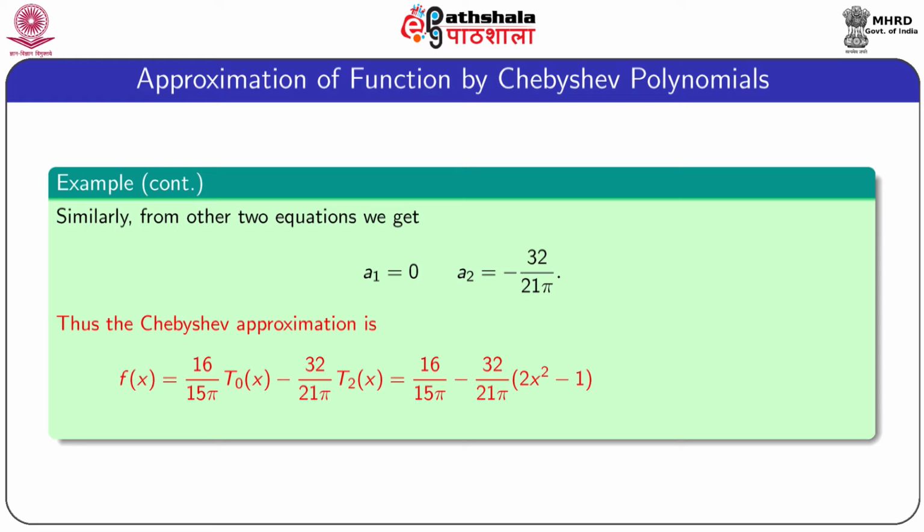So, using these values, the Chebyshev approximation of the function is f(x) = (16/(15π)) T0(x) − (32/(21π)) T2(x), and after simplification this becomes 16/(15π) − (32/(21π))(2x² − 1). 2x² − 1 is the value of T2(x), and after final simplification f(x) becomes 0.82457 − 0.97009 x².